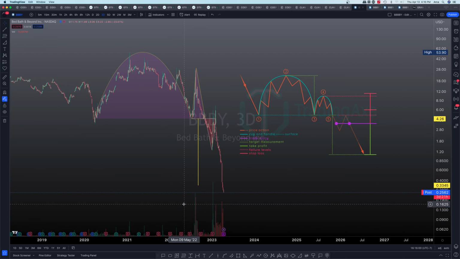BBBY continuing on the path that we spoke of yesterday. Let's go ahead and see what the potentials are for the coming days.